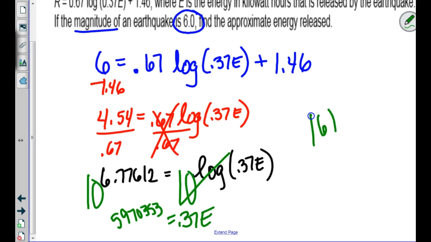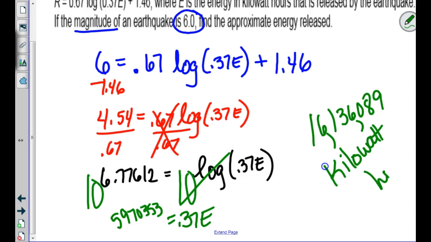It's about 16 million kilowatt hours of energy. Did someone else get that number? 16 million-ish? Depending how you round it along the way. Okay.